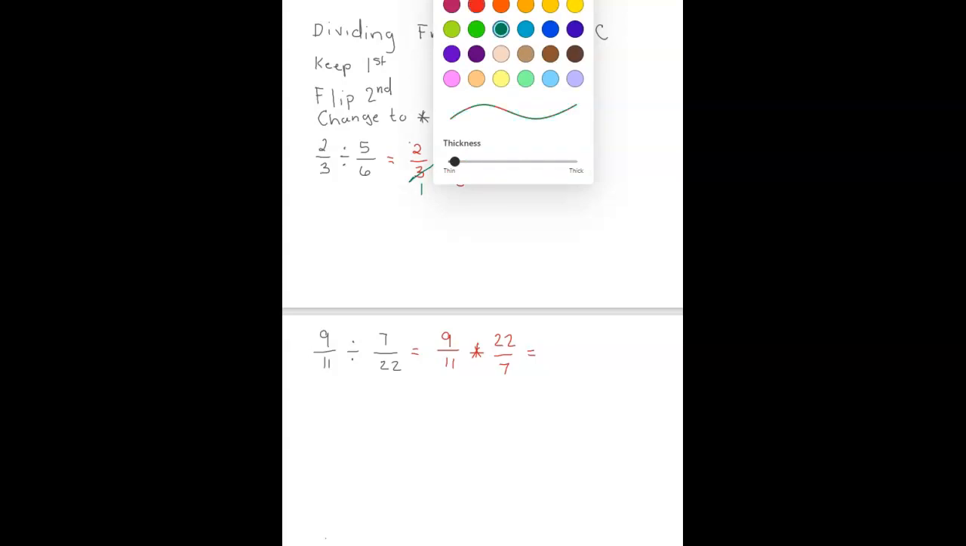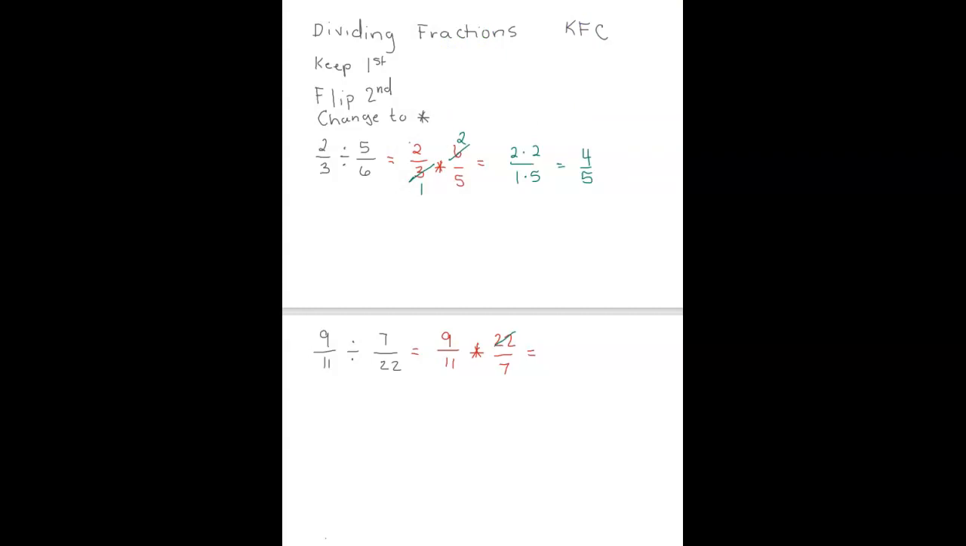So I'm going to cancel my 22 and my 11. This is going to become a 1. This becomes a 2. Now I've got 9 times 2 over 1 times 7, right? So it's going to become 18/7. And at this level, it's just fine to leave these as improper fractions. So don't worry too much about whether or not you have to reduce those or not. All right, so I've got one more that I want to do, and let's go ahead and do that.